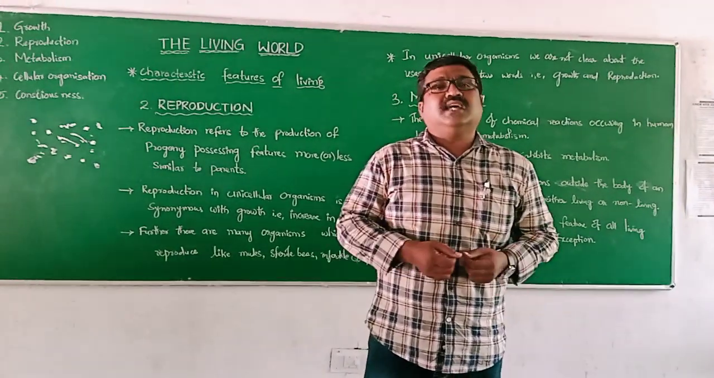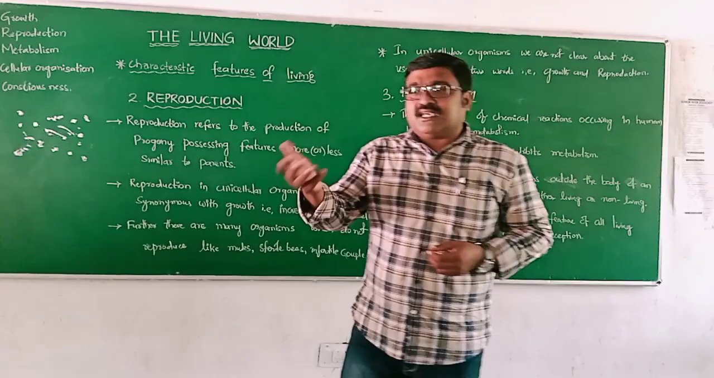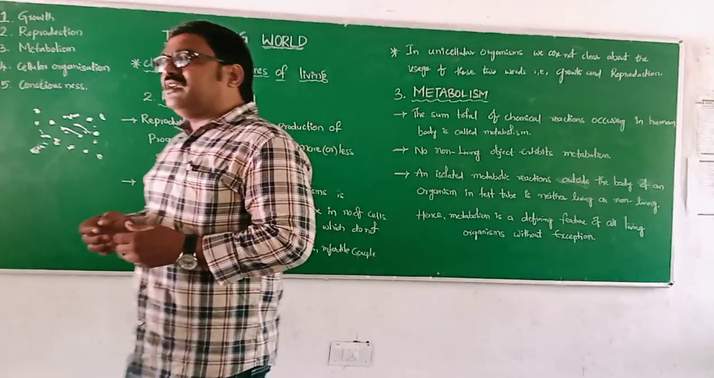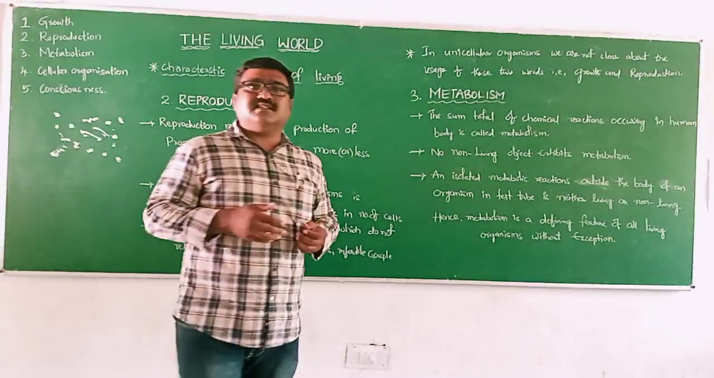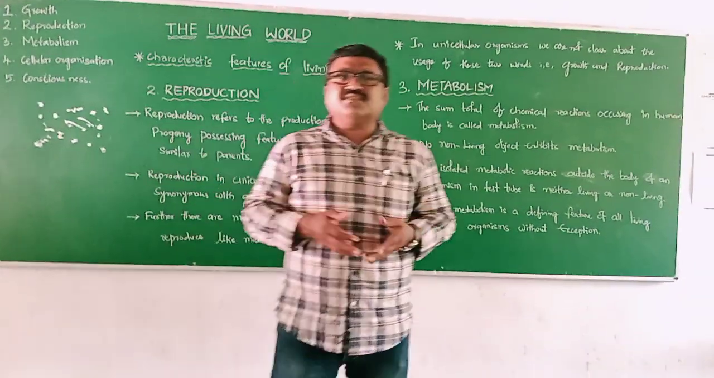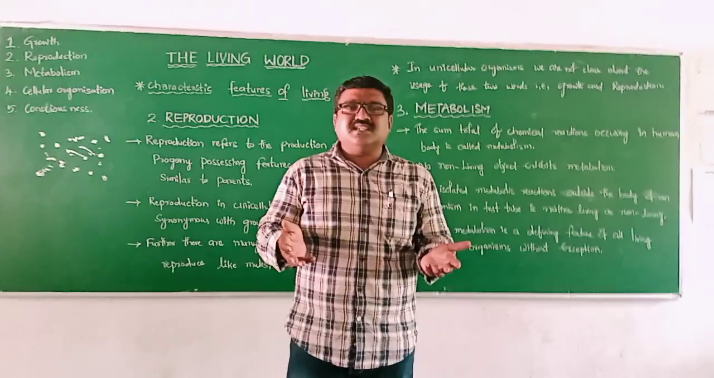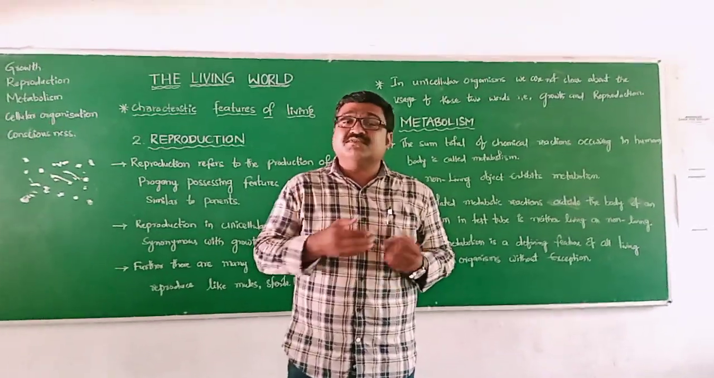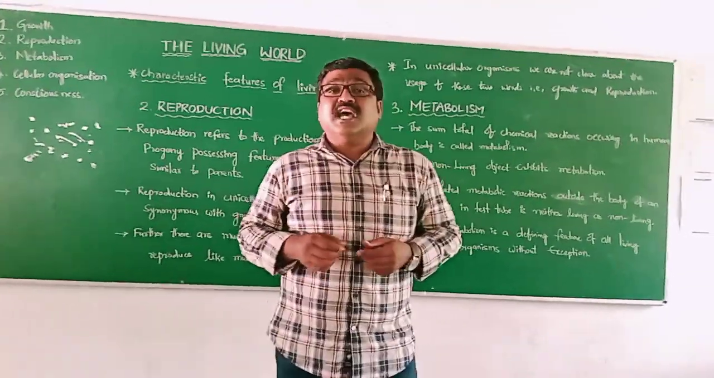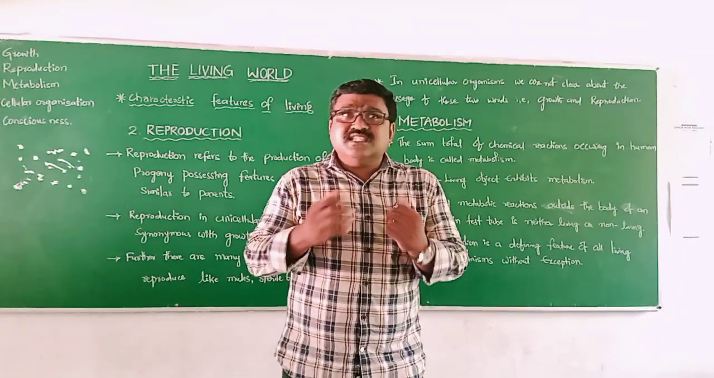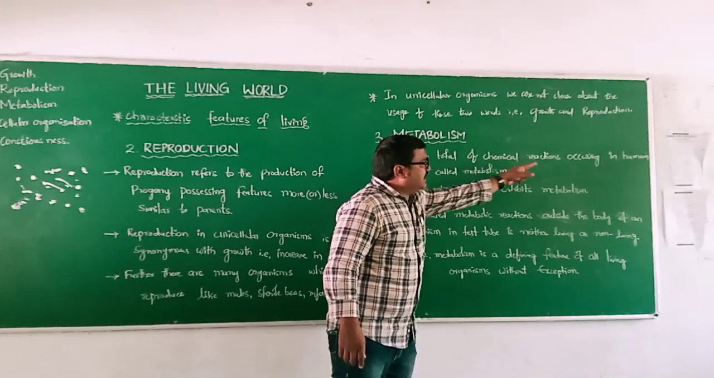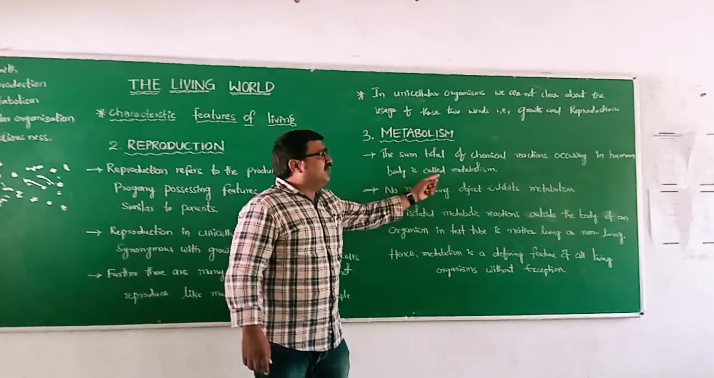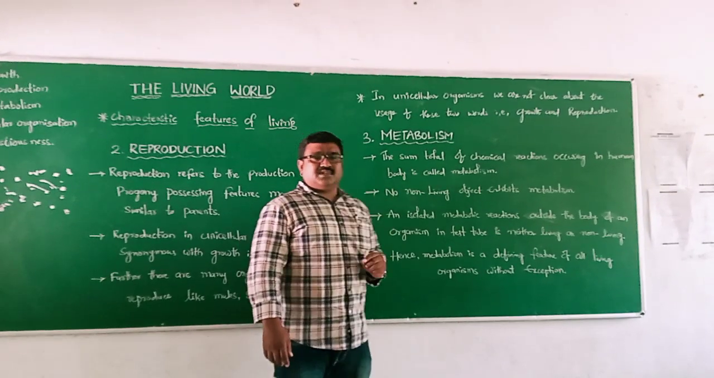It is called anabolism. Whereas catabolism is nothing but the breakdown of food materials into simpler substances to release energy. So it is nothing but the process of respiration. Respiration is a catabolic process, whereas photosynthesis is an anabolic process. So metabolism is nothing but the sum total of chemical reactions occurring in the human body.